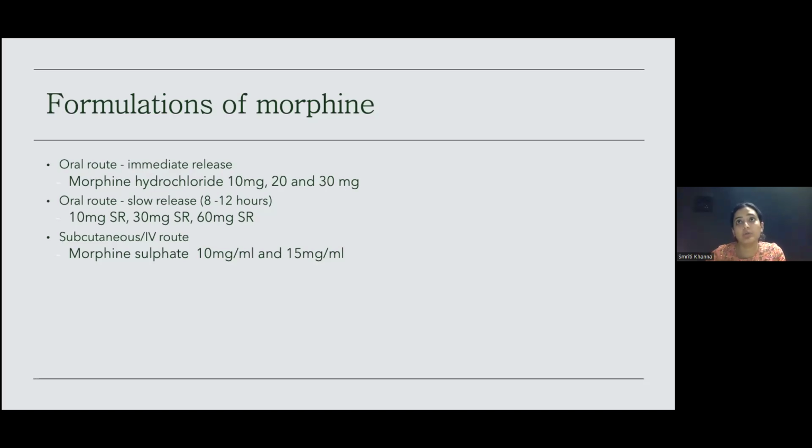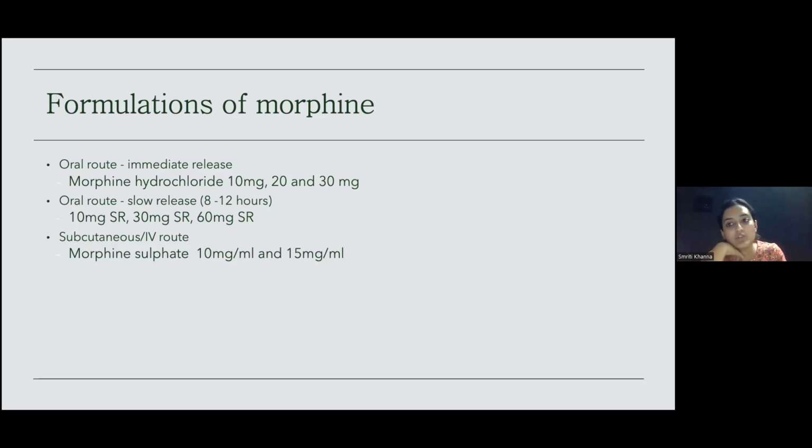It's also important to remember that you can break the immediate release, but not the slow release, because if you break the slow release tablet, it becomes an immediate release tablet. Any patient who is getting a slow release formulation, the SOS dose or the PRN dose is going to remain the same. It's going to be an immediate release tablet. So you will end up prescribing this patient both slow release morphine as well as immediate release morphine.